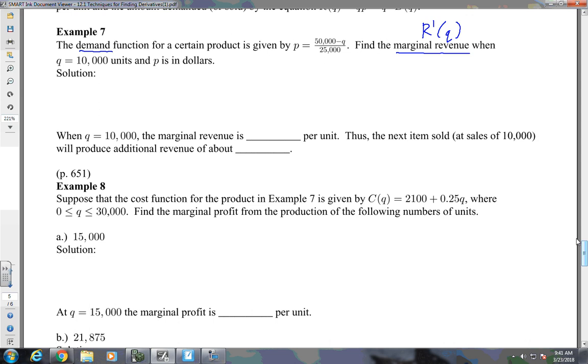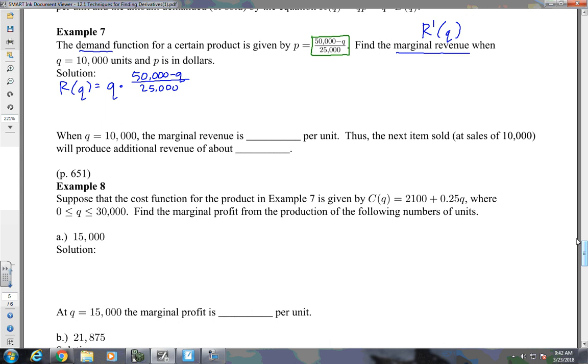So before I can differentiate revenue, I have to define my revenue function. The revenue function, as you read previously in the notes, is simply quantity times price. Our price is given right here in this function. So we're going to have quantity Q times (50,000 minus Q) divided by 25,000. We're going to do a little algebra to simplify this function before we differentiate.